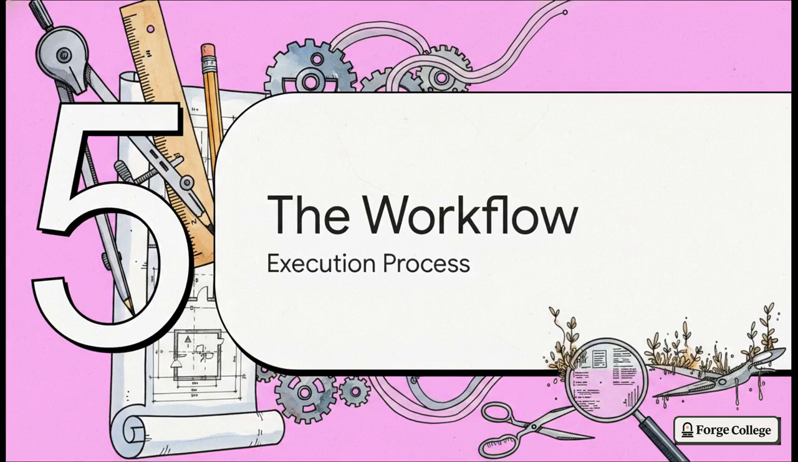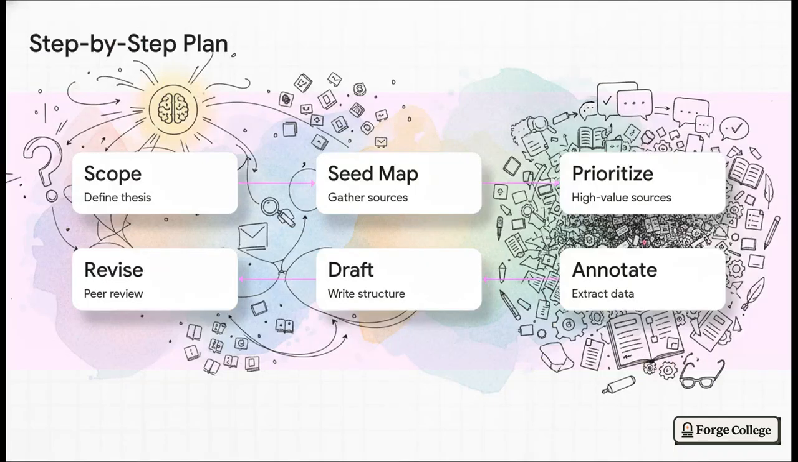Okay, last but not least, section 5, execution, your step-by-step workflow. So, how do we actually execute all of this without ending up with 400 open tabs and 0 words written? Well, this is your exact time-boxed manufacturing process. First, define your scope. Second, seed your research map. Third, prioritize your high-value sources. Fourth, do a really deep annotation. Fifth, draft your structure. And finally, revise. You really need to follow this exact order because skipping steps just creates wasted effort.